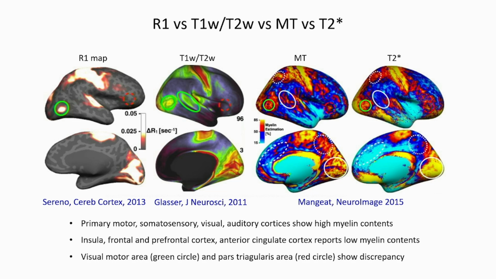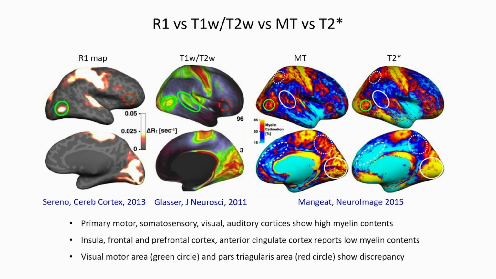But at least what you can see by glimpsing through the images is that cortical myelination is really high in the primary motor, primary sensory, visual, and auditory cortexes, and it's usually pretty low in insula, frontal, and prefrontal cortexes. Still, there are discrepancies found in the images.